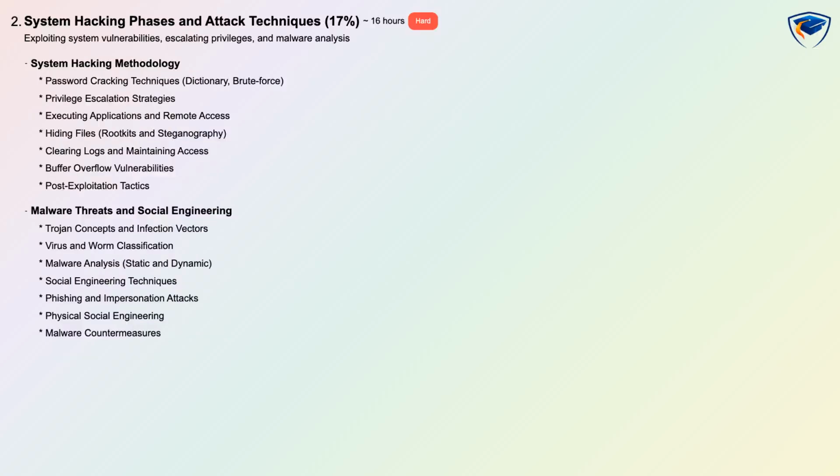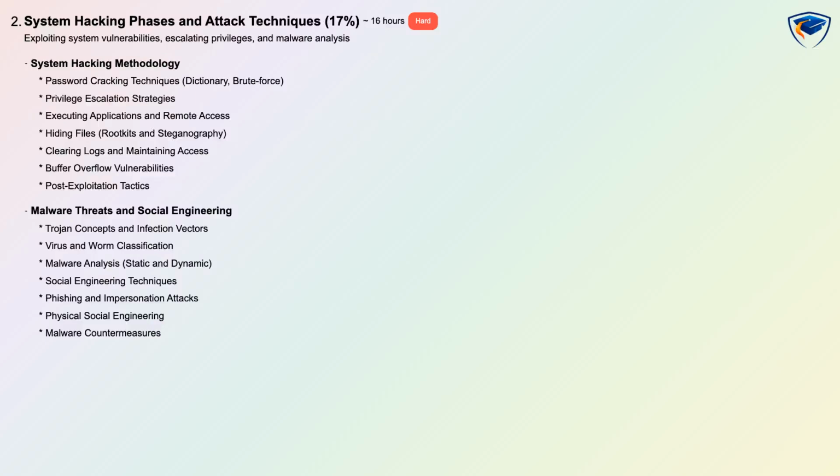System hacking phases and attack techniques at 17% covers exploiting system vulnerabilities, privilege escalation, and malware analysis to demonstrate post-exploitation workflows. You will practice password cracking methods, privilege escalation strategies, remote access techniques, hiding files with rootkits and steganography, clearing logs, and buffer overflow basics.